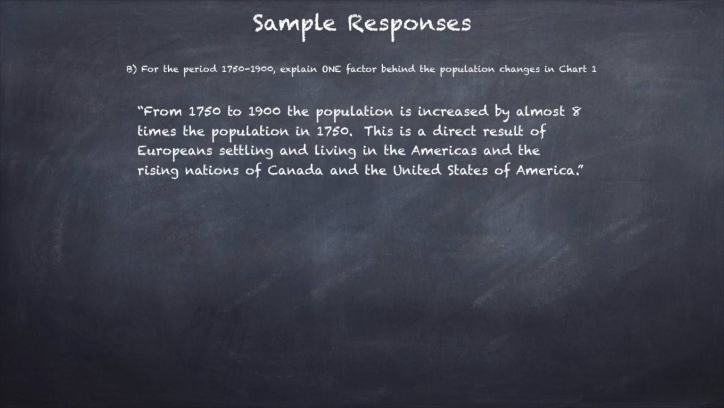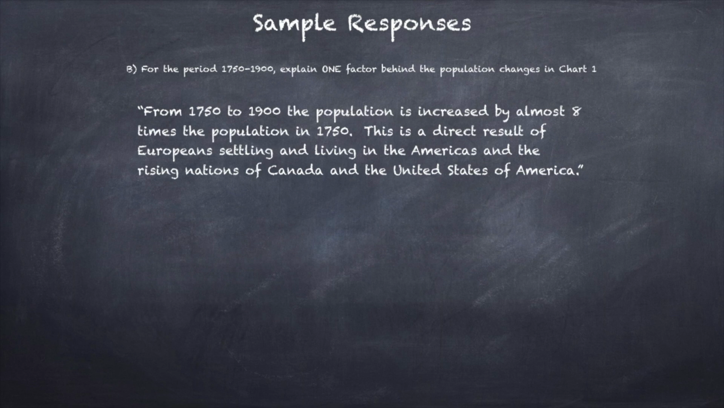So this gets the point, because it talks about a change in population. It says this is a direct result of Europeans settling and living in the Americas. Because he said Europeans settling, that implies a migration. Unlike the last response, the student did not write Americas were still being settled. He said Europeans were settling, so they had to have crossed an ocean. That means there was an increase in population. So what they put about the rising nations of Canada and the United States is not true. It doesn't work, but it won't alter the fact that this student has already earned this point. It's just ignored by the reader.